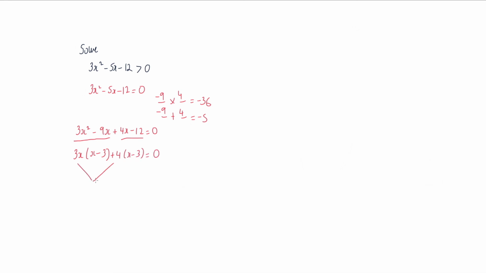So now all I need to do is bring this in a bracket, 3x plus 4, and then the other one is x minus 3 equals 0. Because we want to solve for x, we're going to say 3x plus 4 equals 0. So your x should be minus 4 over 3, and this one, x should be 3. Once you've got those two solutions, make sure you draw the graph. And we're going to put the points. So minus 4 over 3 is going to be somewhere here, and the other one is going to be 3, which is going to be somewhere here.